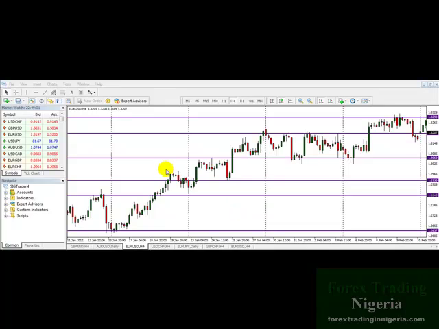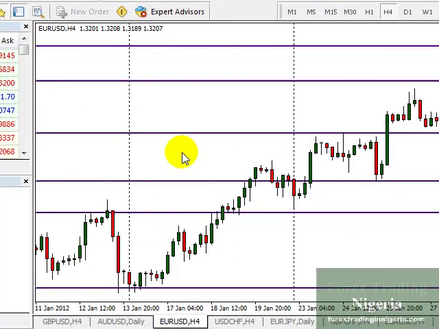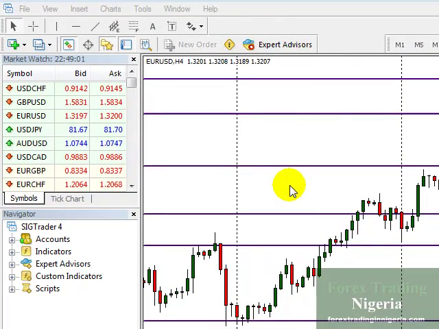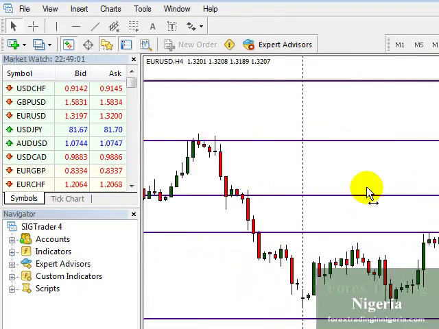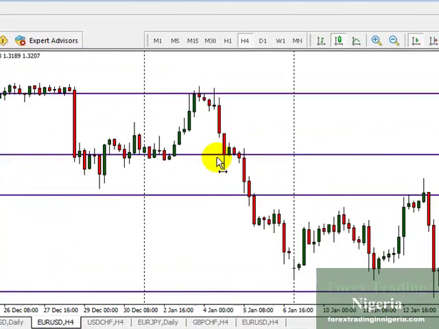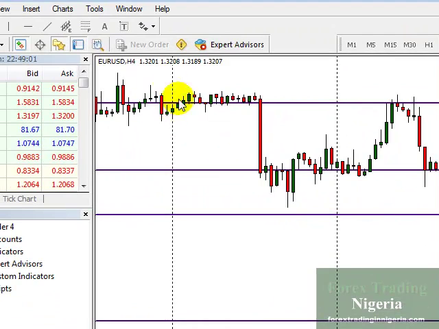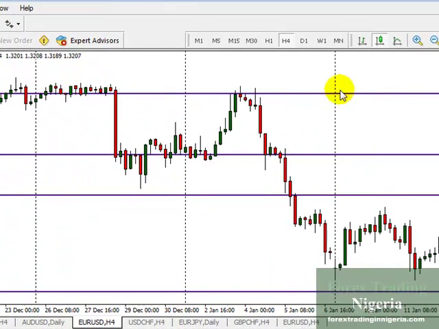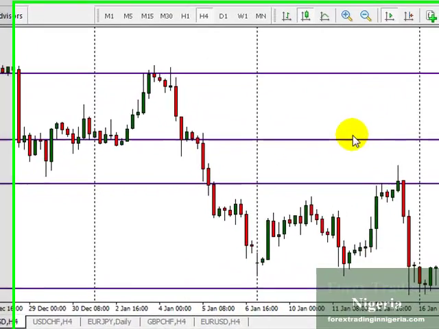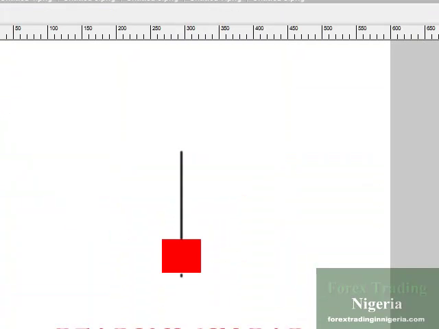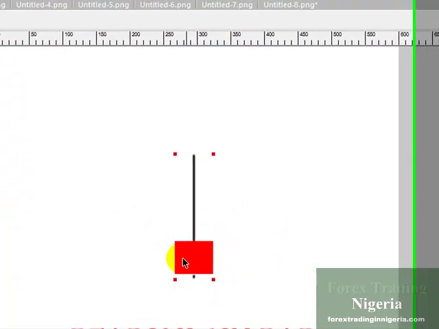Hi guys, welcome. In the previous lesson we talked about support and resistance, and now in this chapter we are going to talk about how to make use of them. So we are going to look for sharp setups, the patterns in this particular support and resistance level. So now what we are going to look for is the bearish pin bar.